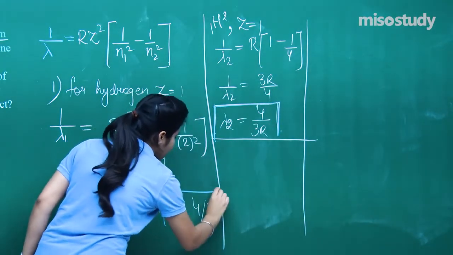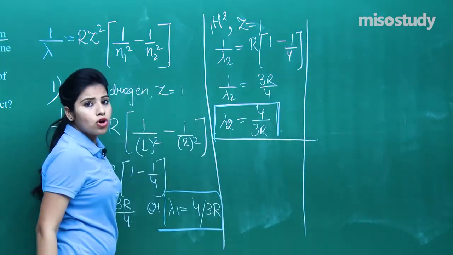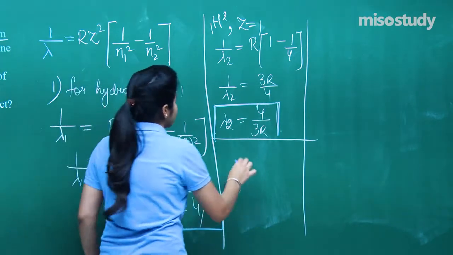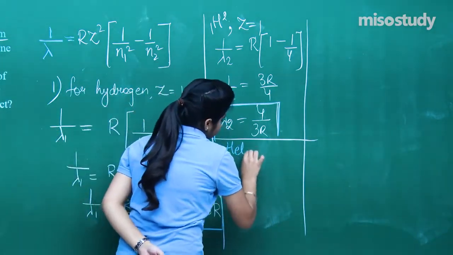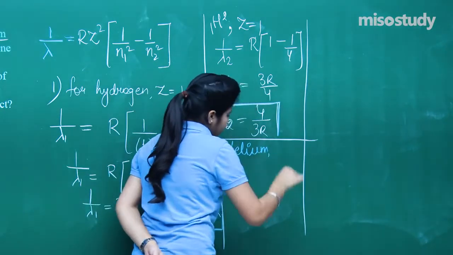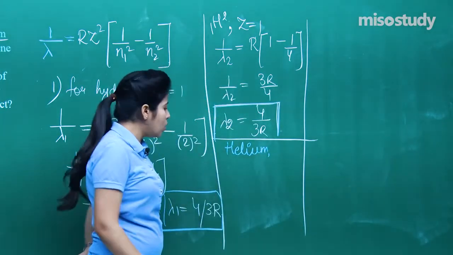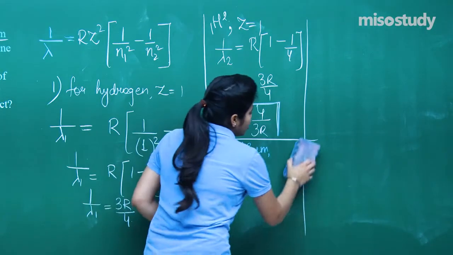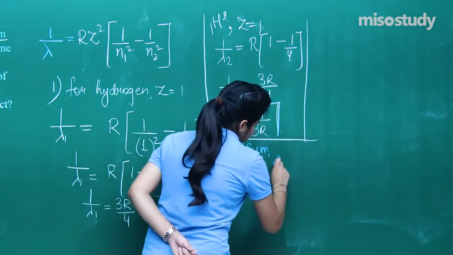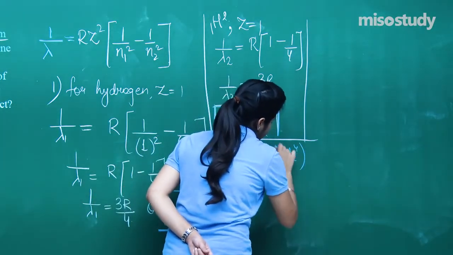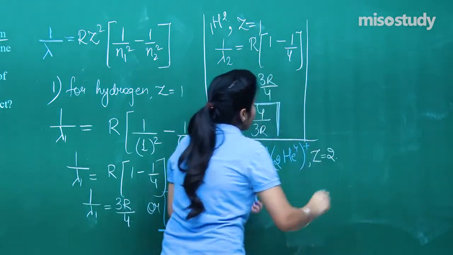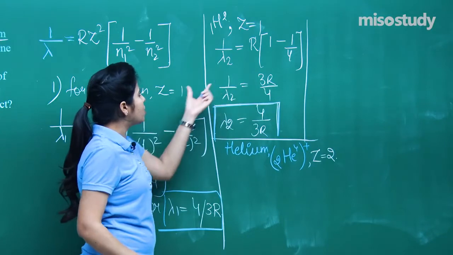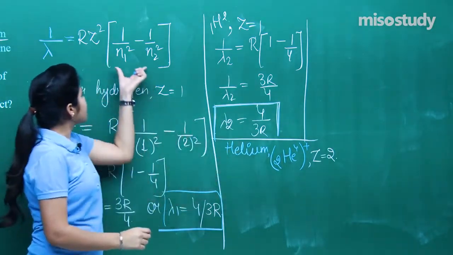This is our lambda 1. If I talk about lambda 3, that means for ionized helium. Now for helium, we all know that Z is 2. For this Z equals 2. So let us put this value of Z into this equation.